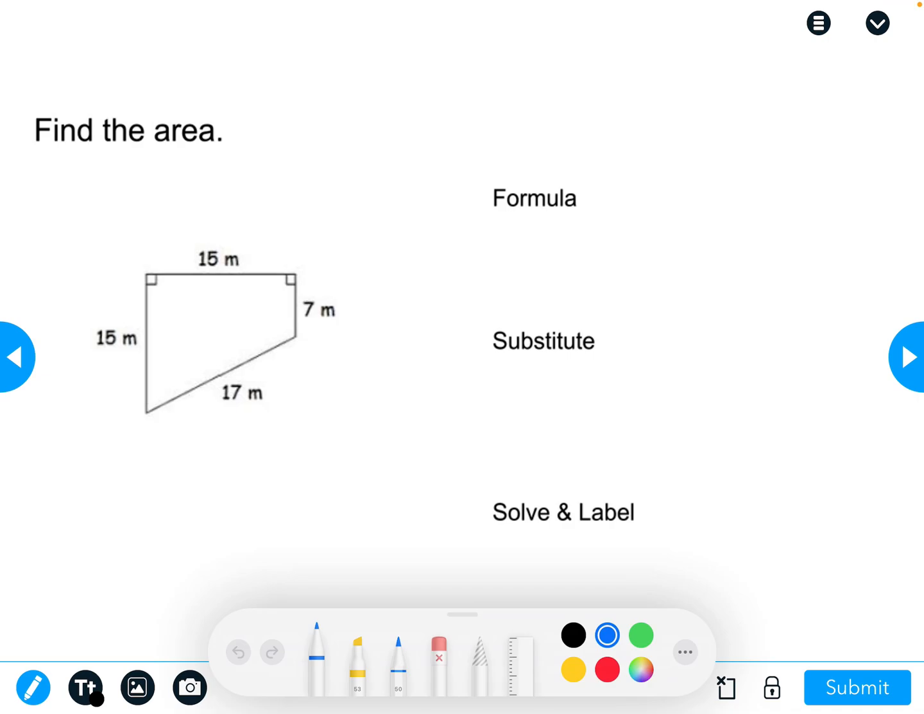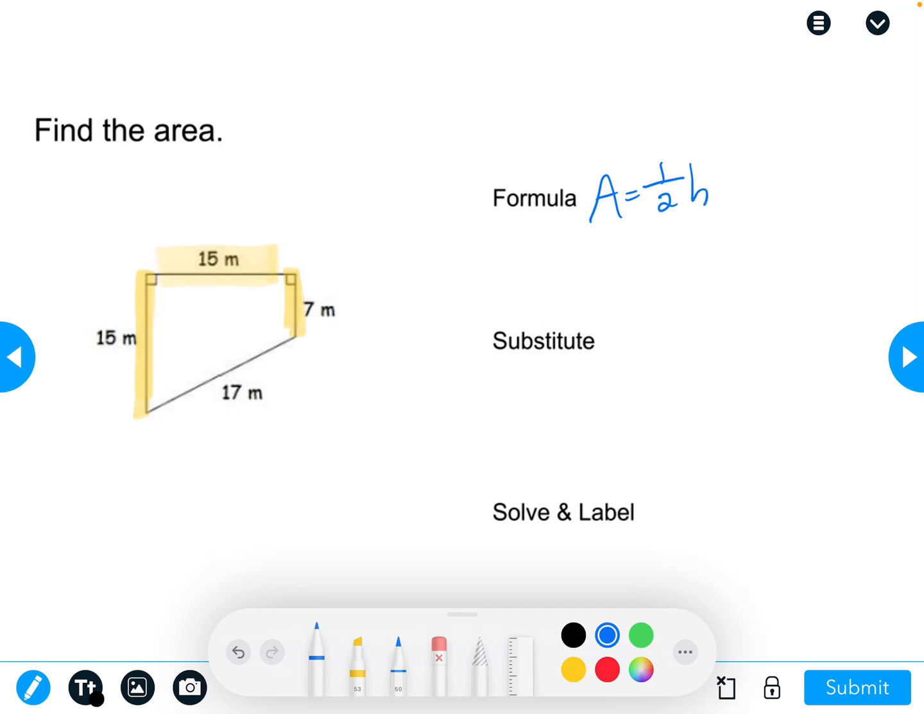All right, now love this one because it makes you really take a look at it to figure out which ones are the bases and height. So remember, bases are always parallel. So the 15 and 7 are parallel to each other, so those are our bases. They make a right angle to 15, so 15 is your height.